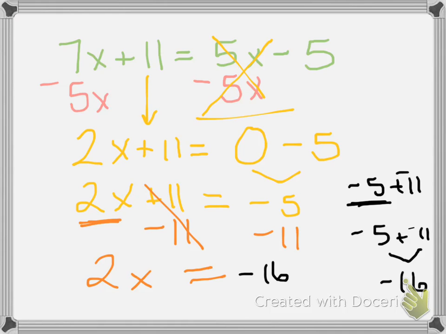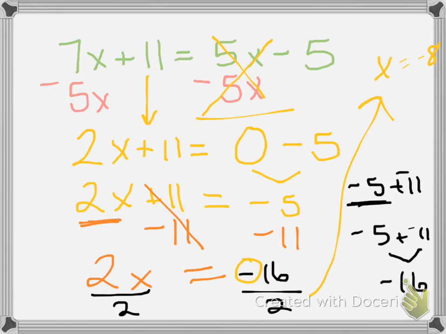My last step is to isolate my variable by using inverse operations. These are squished together, which means multiply. The inverse of multiply is divide, so I'm going to divide by 2 on both sides for a final answer, follow me up here, of x equals negative 8. I know it's negative 8 because it was a negative divided by a positive. Let's do one more.